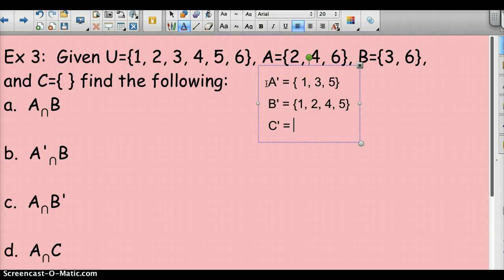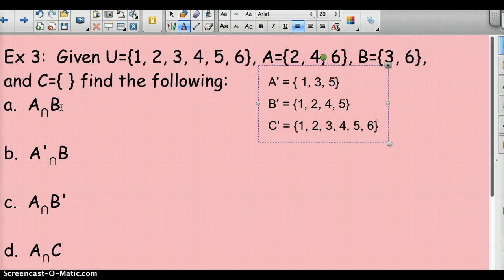Finally, we have set C. Set C is the null set, and therefore all elements that are not in C are going to be all of them in the universal set, that being 1, 2, 3, 4, 5, and 6. Once again, this isn't necessary, but it's a good idea to set up everything you're going to need before you start. So let's go to our examples.